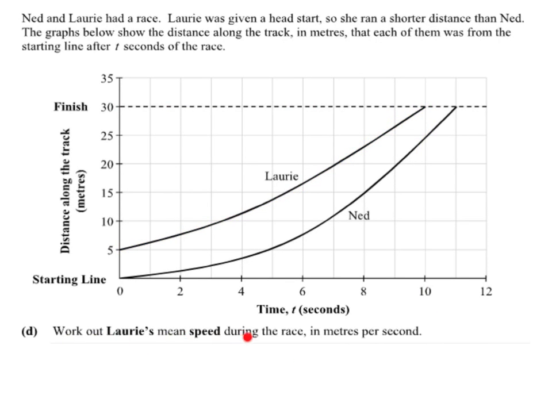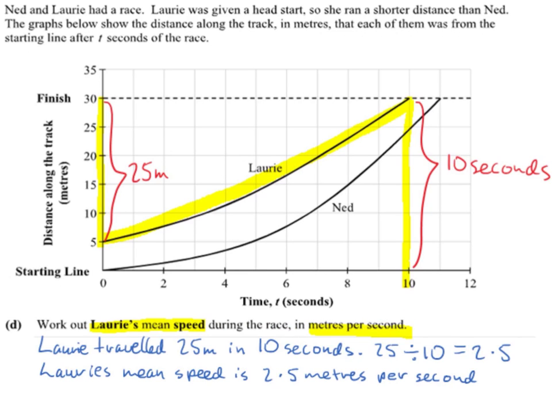Part D. Work out Laurie's mean speed, so average speed during the race in meters per second. So Laurie travelled 25 meters in 10 seconds. So we got the 25 meters from over here. 30 minus 5 is 25 meters. And she did it in 10 seconds. So we're going to say 25 divided by 10 is 2.5. So her mean speed is 2.5 meters per second.